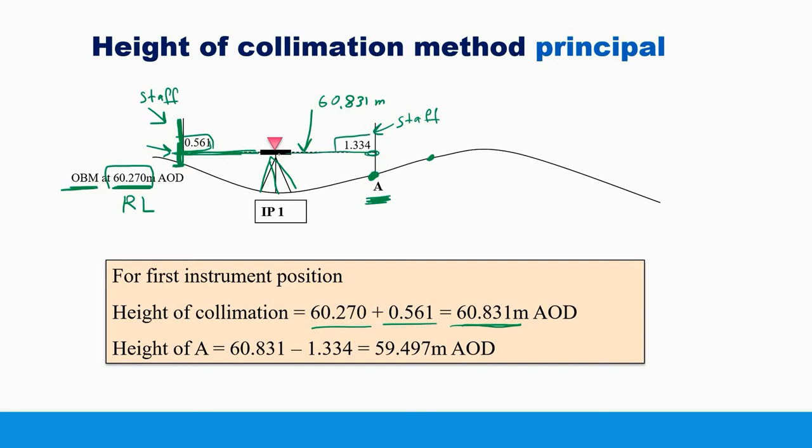So now we know that the reading here is 1.334, and we know that the height of this line is 60.831. Simply 60.831 minus this reading 1.334 will give us the height of A, or the reduced level of point A. So 60.831 minus the reading over A, which is 1.334, equals 59.497 meters above ordnance datum.